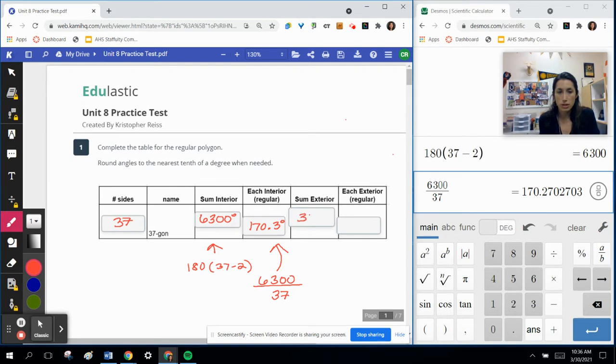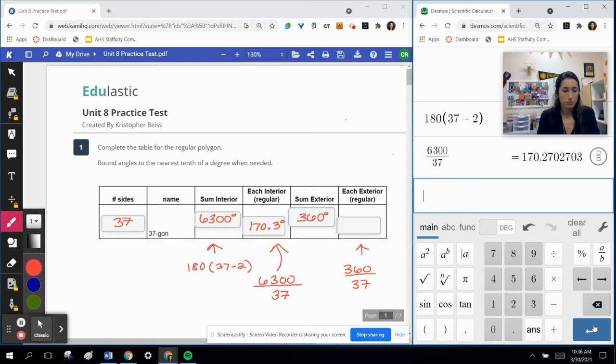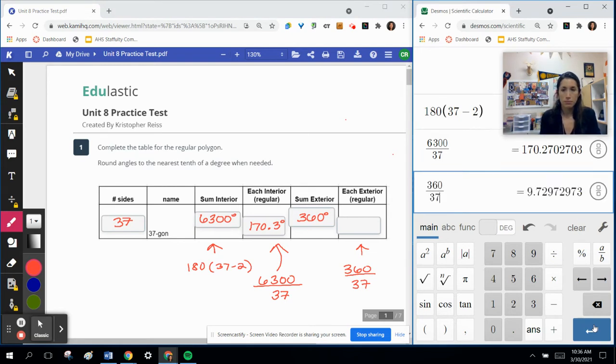Now, the sum of the exterior angles is always the same, no matter how many sides, this is always going to be 360 degrees. And then each exterior angle, we take the sum of the exterior and divide it by how many sides we have. So we'll divide that by 37, and that's going to be 9.7 degrees. And you can find all of these formulas on your toolkit as well.